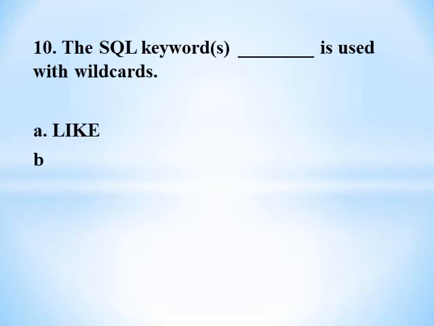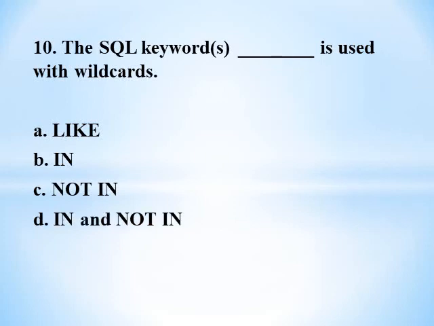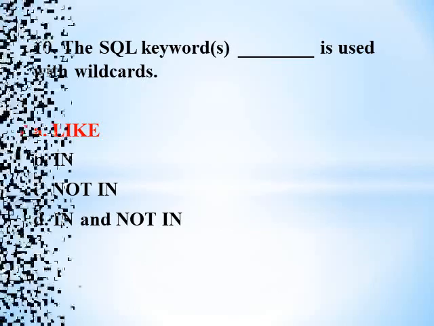Which SQL keyword is used with a wildcard? Options are like, in, not in and not in. The right option is like. Like is generally used with a wildcard, the percent sign. For string matching we use the like keyword, and for that we use the percent option. So A is the right option.